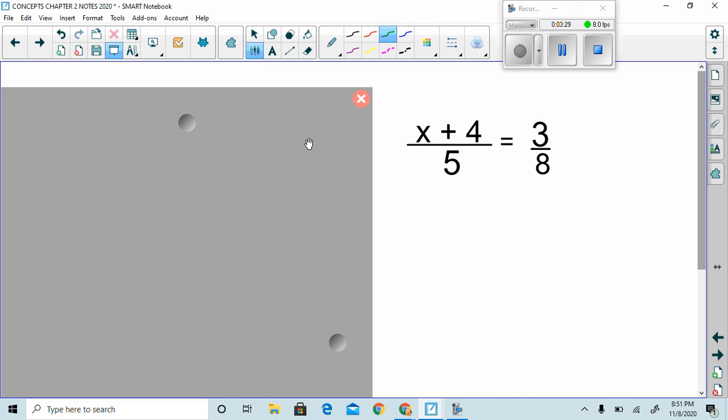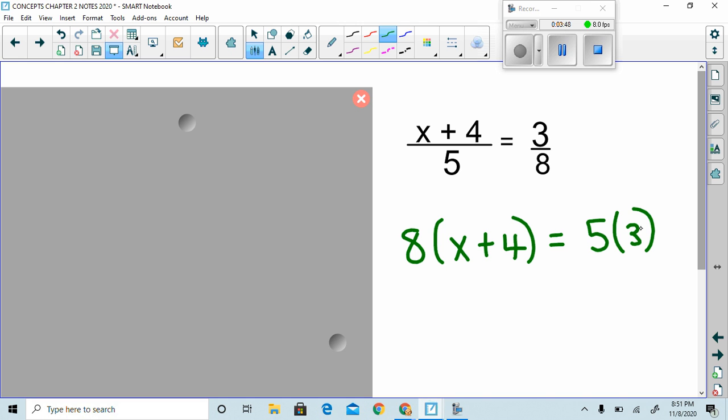I have a ratio of x plus 2 to 5 compared to a ratio of 3 to 8. I'm going to use cross products. I'm going to multiply 8 times x plus 4, my extremes, times my 5 times 3. And when we do this, there could be one variable or two variables, but our goal is to find the value of x that's going to make this true. This is going to give me 8x plus 32 equals 15. I will subtract 32 on both sides.